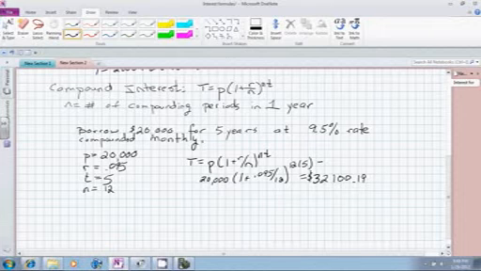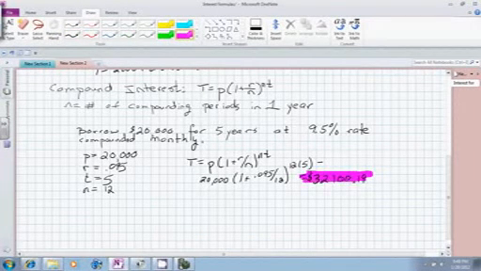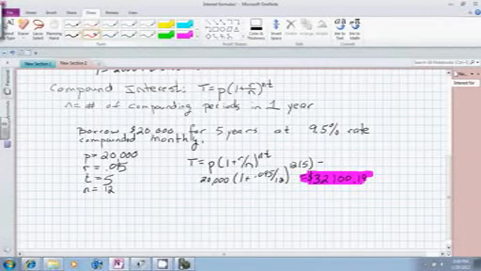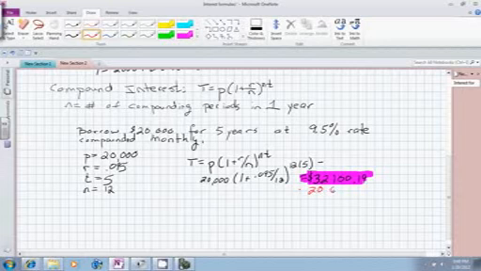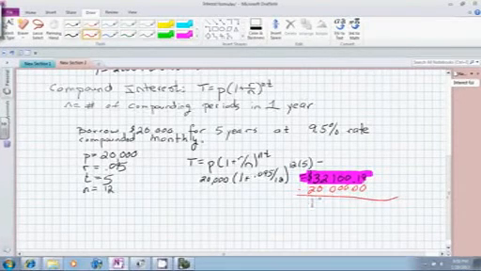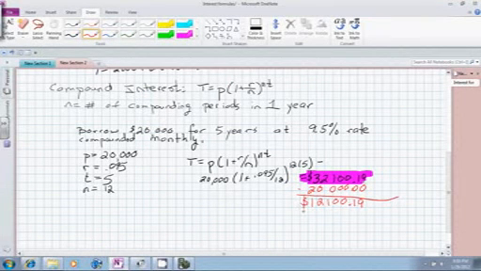So if you need your interest, you're going to have to subtract your principal from this. So this is the total amount that I pay. That is my total. Now, if I want to figure out just how much interest that I've had to pay in, I need to subtract off my principal, which gives me $12,100.19. So that's how much interest has been paid.